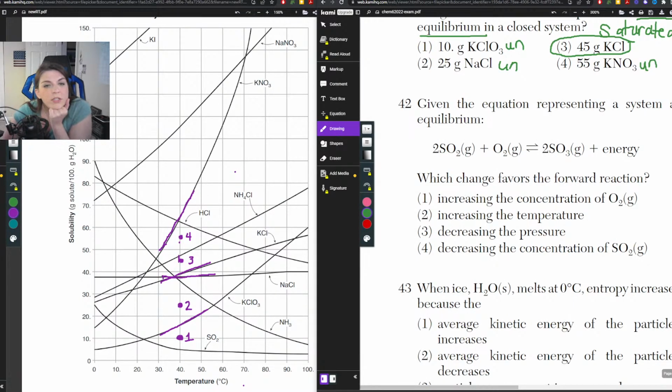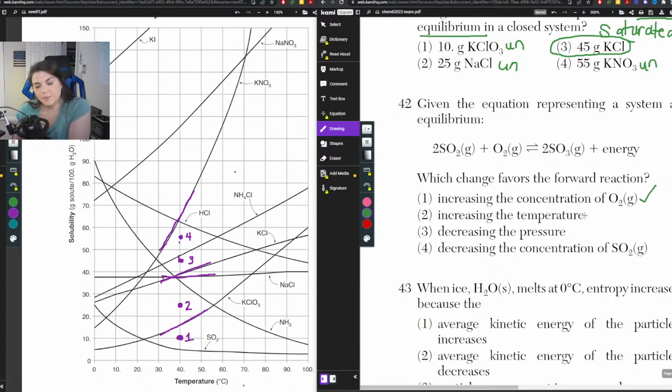Question 42. Given the equation representing a system at equilibrium, which change favors the forward reaction? Okay, let's find out. If we increase the concentration of oxygen, that would correspond with add away. So if we bump up a bunch of oxygen, then we would have to use it up and we would create a bunch of this SO3. So I like this one, but I'm going to check on the others just to be sure.